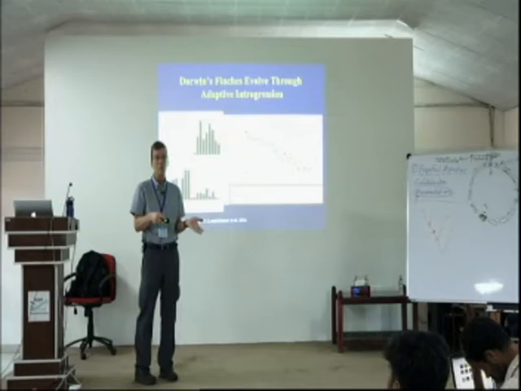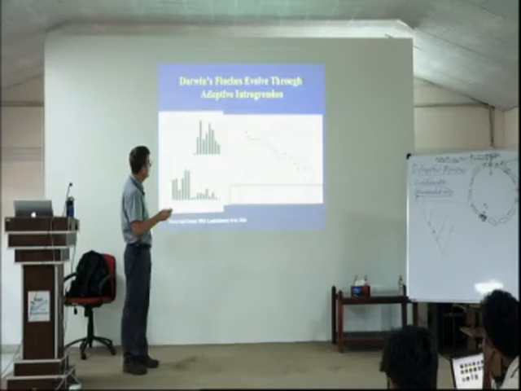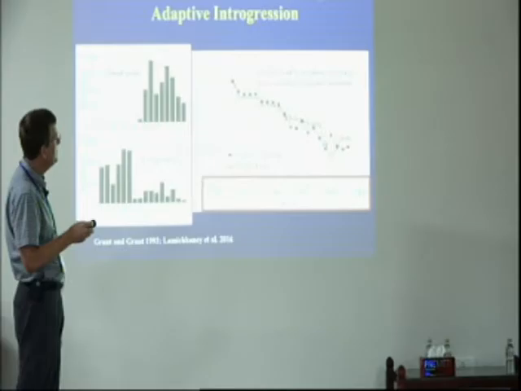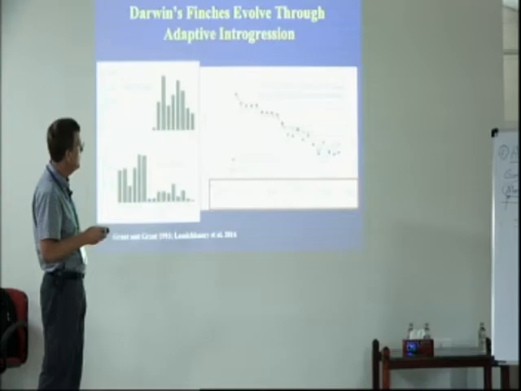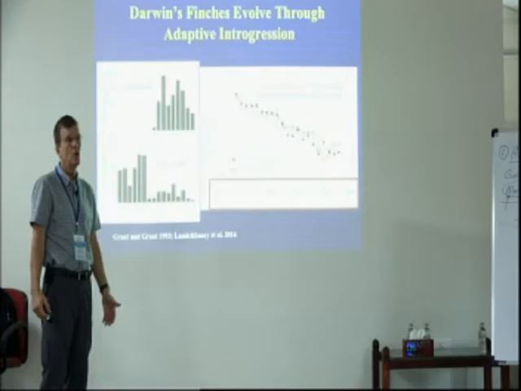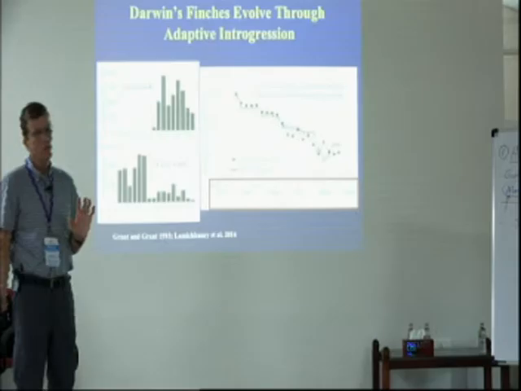But what happened here, the signature that they saw from 1980 to 2005, was that between these two species, Geospiza fortis and Geospiza scandens, there was convergence. This standardized difference converged in both beak shape and genetic distance. Just overall, their genotypic differentiation dropped.